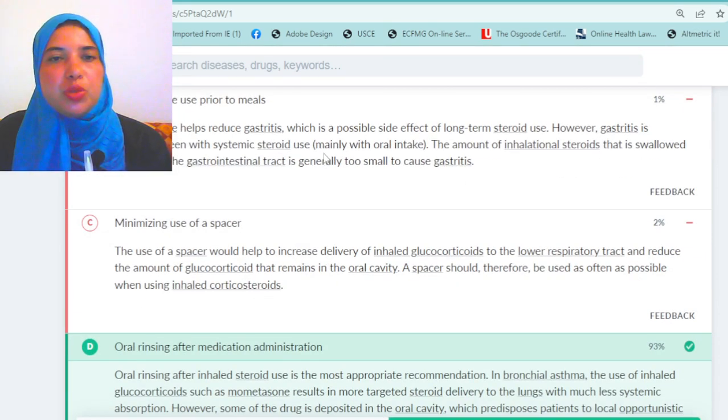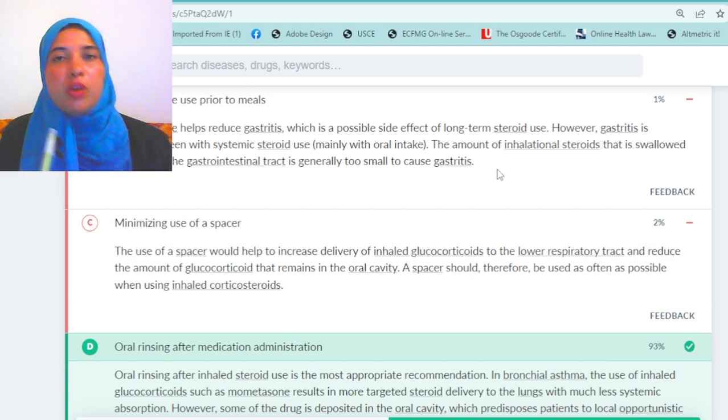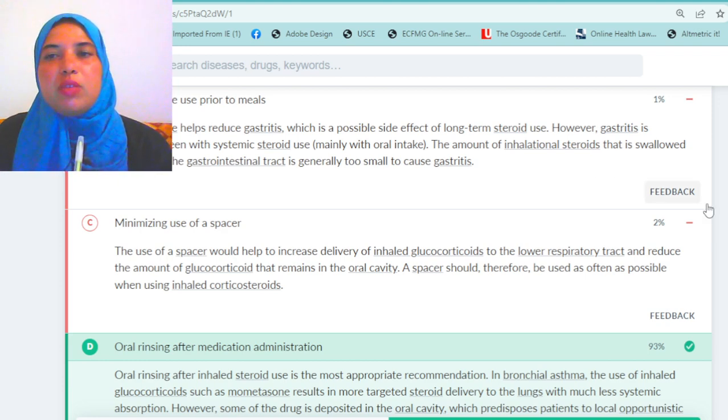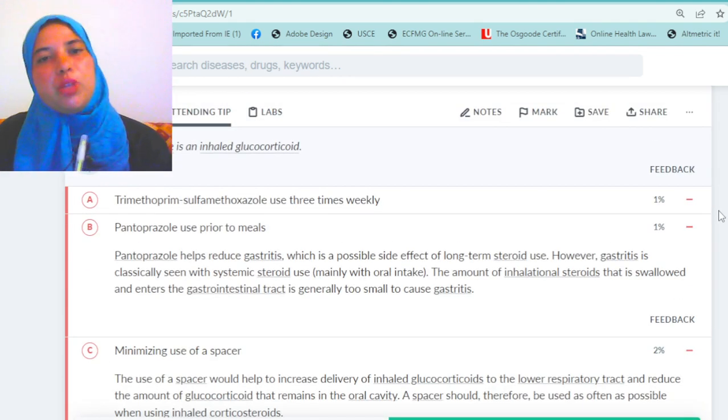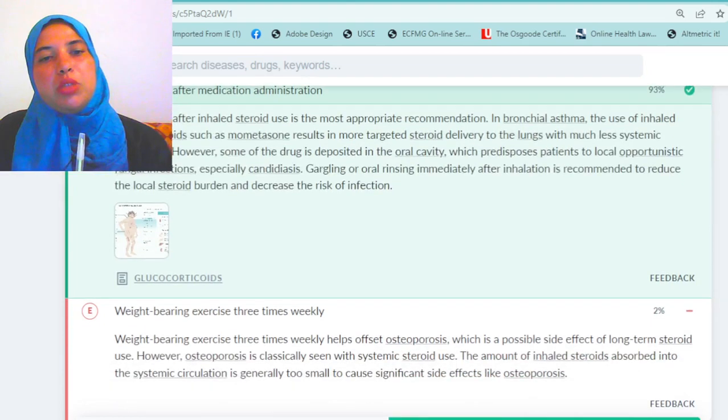Like this one's weird. Pantoprazole helps reduce gastritis. However, gastritis, okay, the amount of inhalational steroids that is swallowed and enters the GI tract is generally too small to cause gastritis. Again, you can read that if you want to. There's just a point in your studies where you just want to focus on answering correctly and maybe read 1 or 2 incorrects to see where the logic is. But this is a pretty straightforward question. Okay, so that's what you would do.